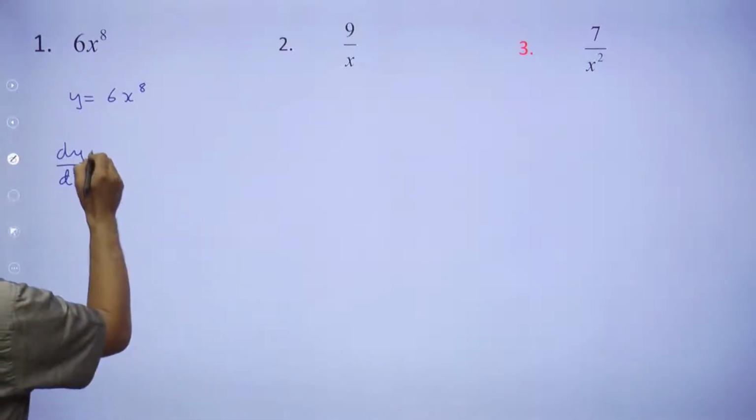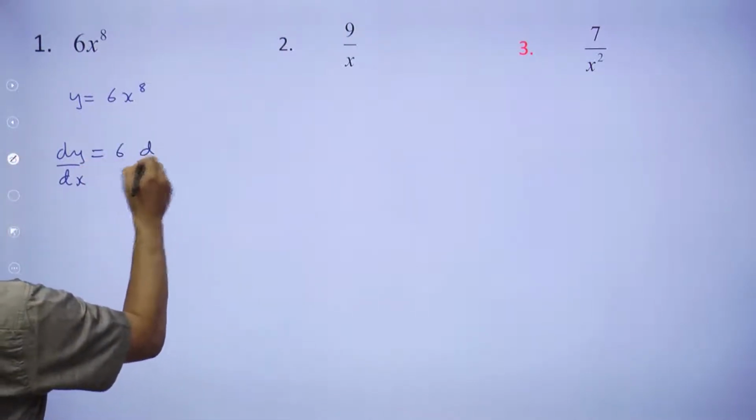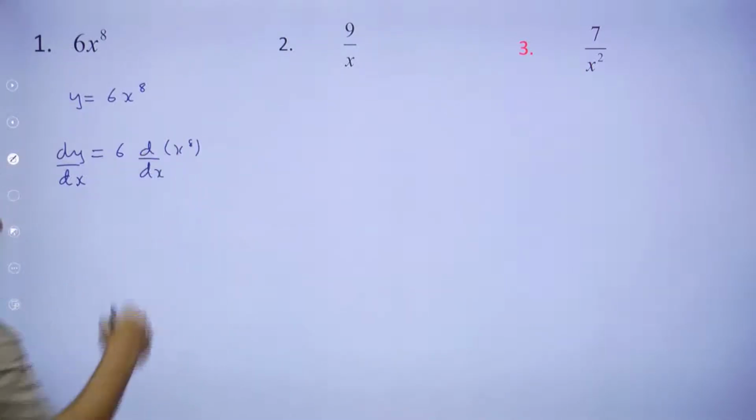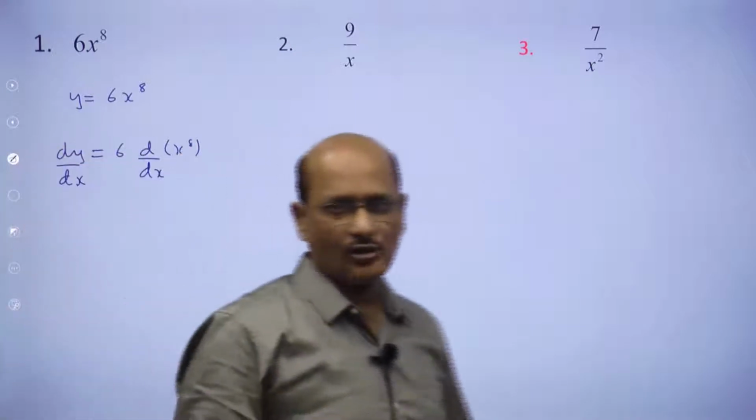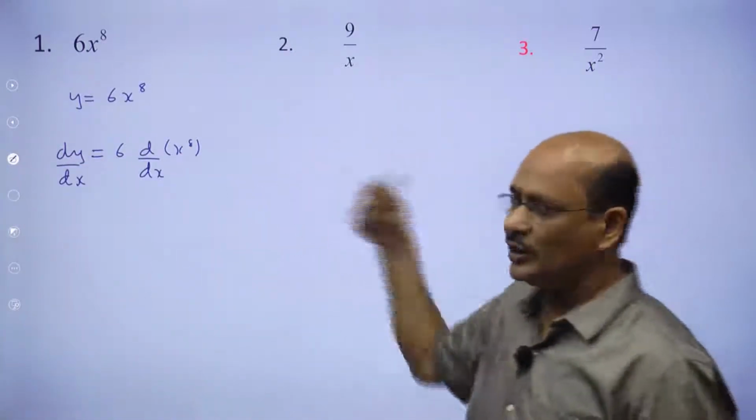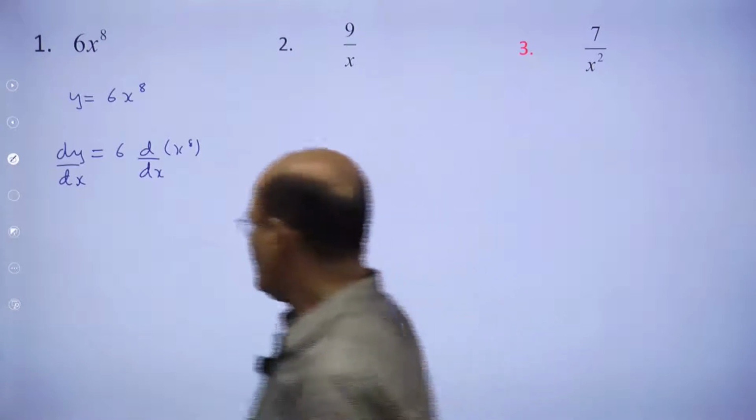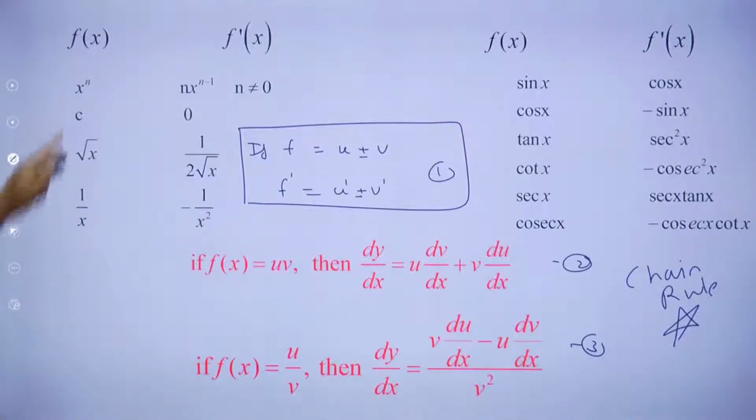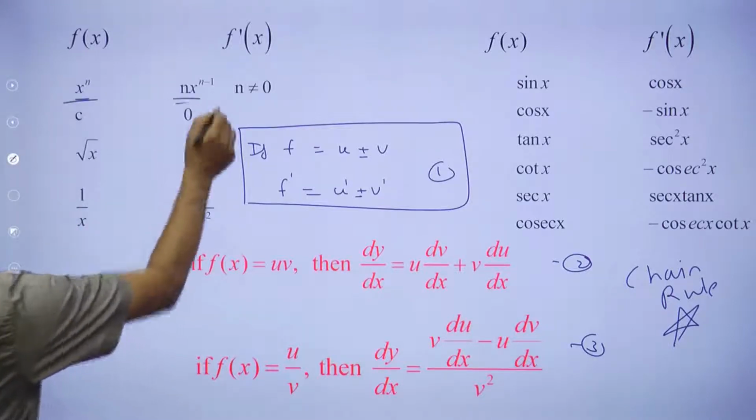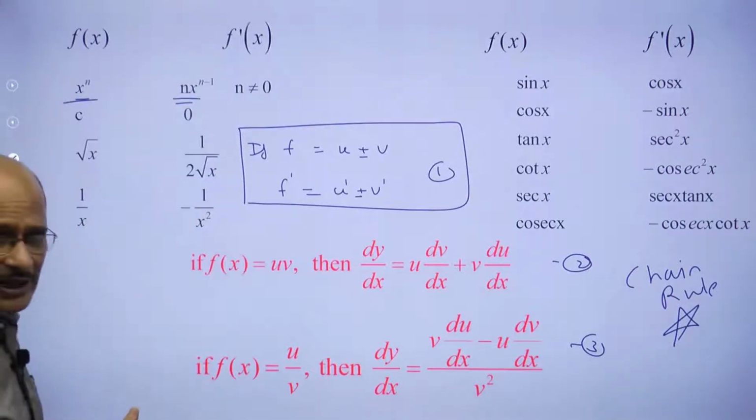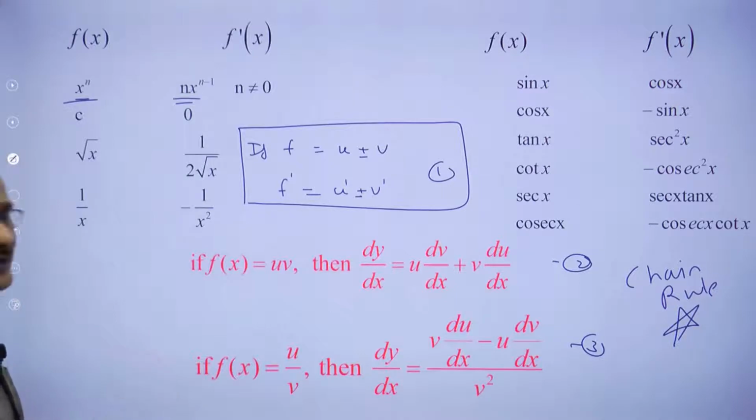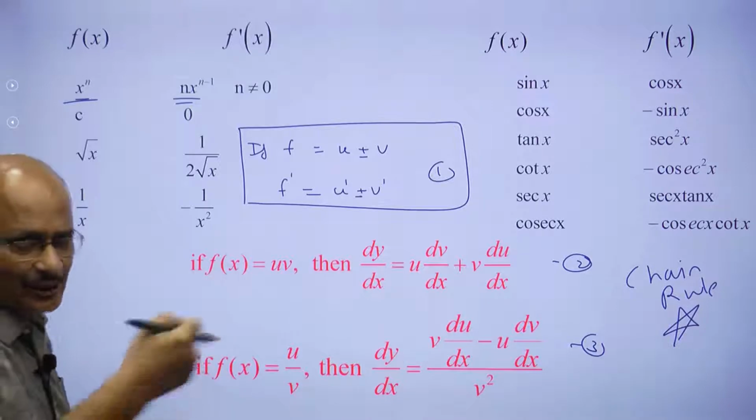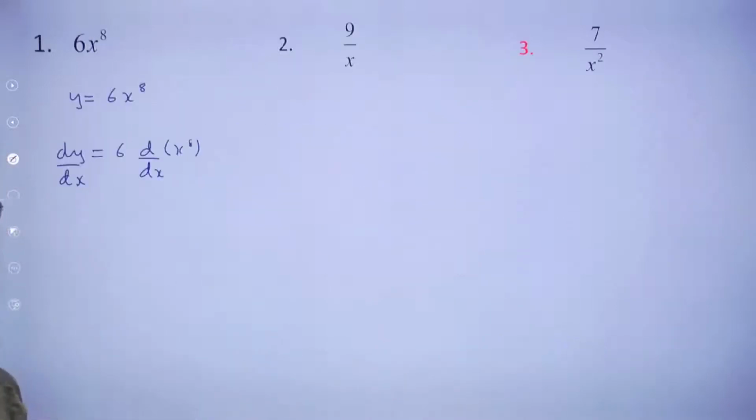So dy by dx: the coefficient will remain as it is, and the derivative of x raised to 8. Now these steps you need not show in the examination, it is just a beginning, so I am just working this out. Now, x raised to n: the power rule gives n x raised to n minus 1. Bring the power down, and the new power becomes 1 less. So let us see what happens.